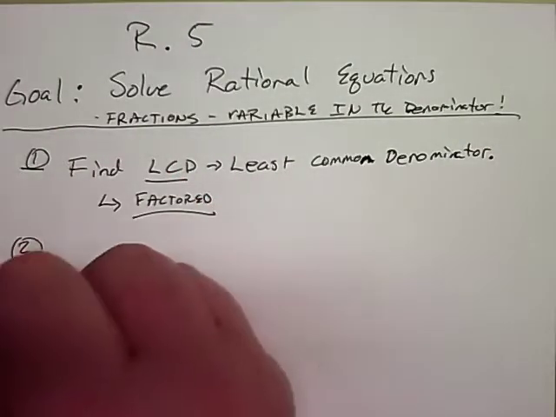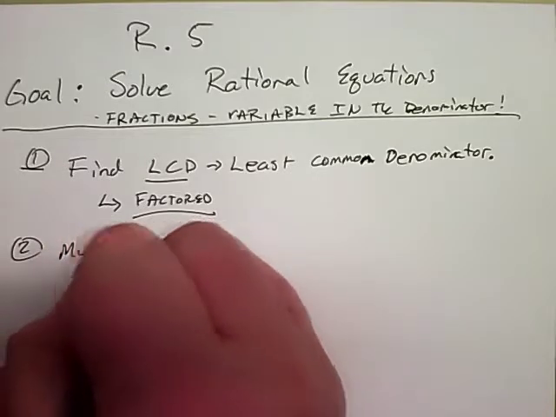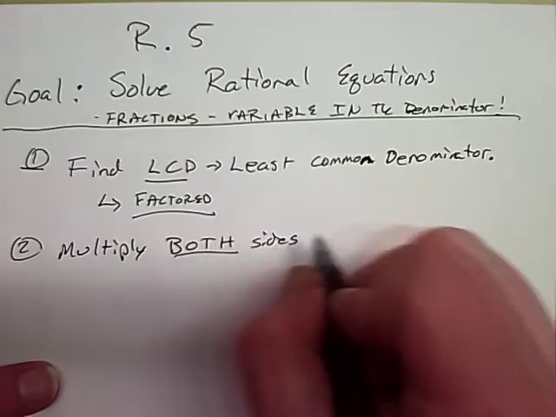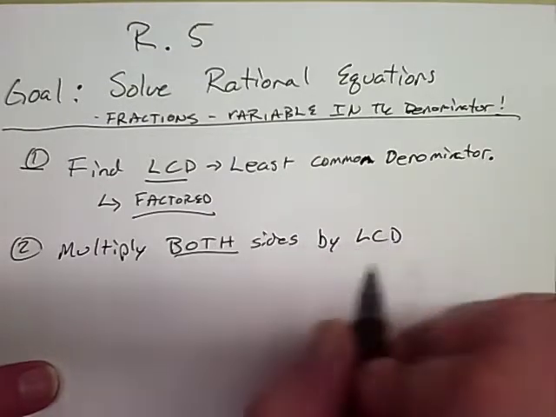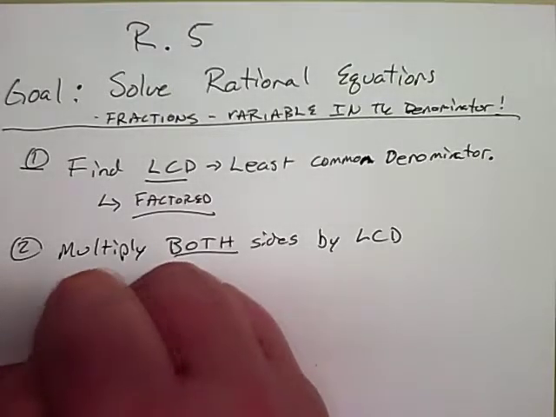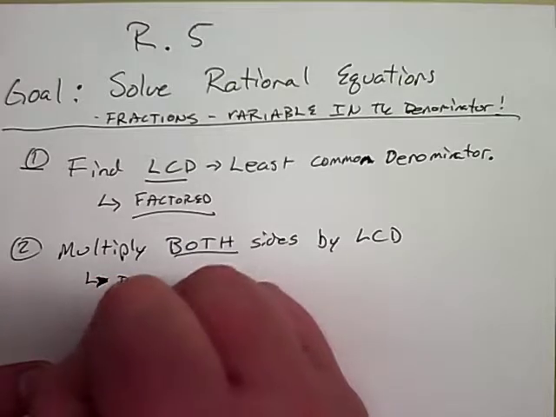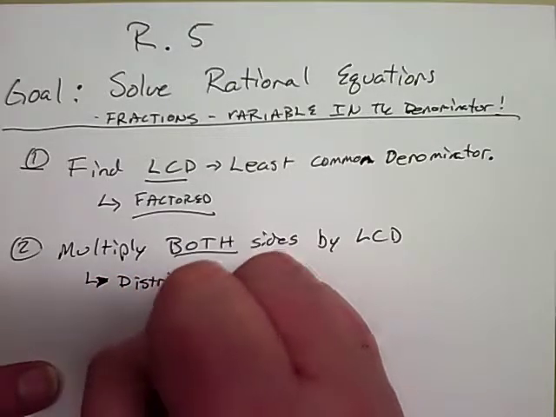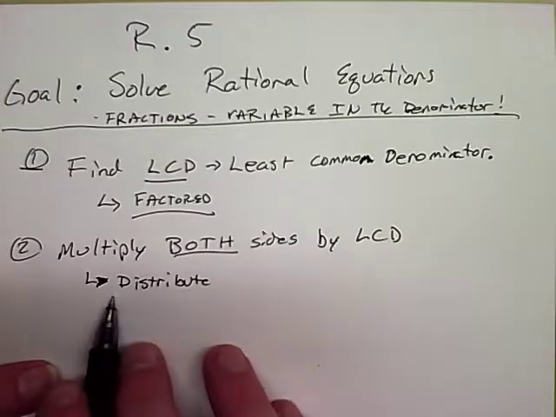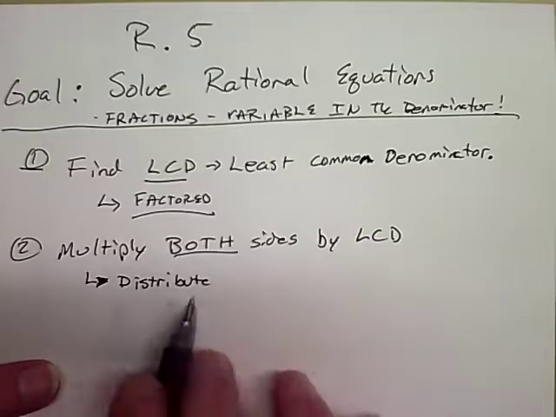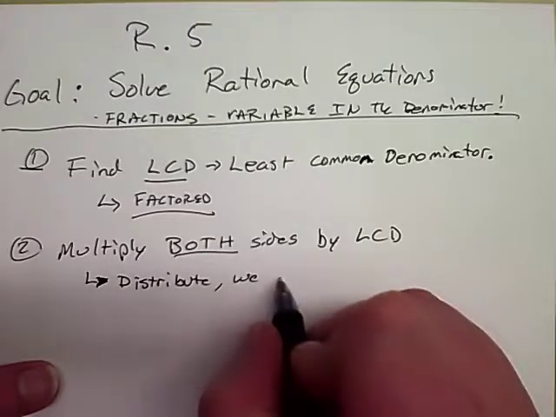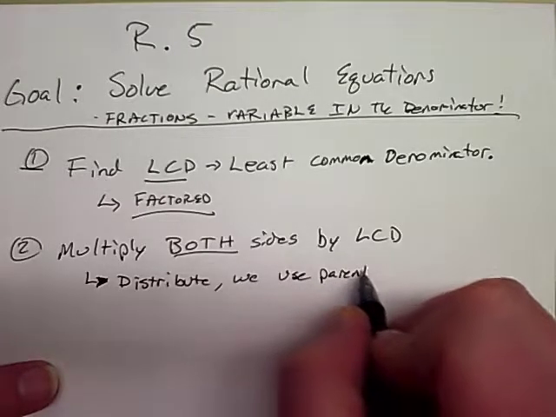Okay. The second thing we want to do, so that's number one. Number two, we're going to multiply both sides by the LCD. And in general, this is most likely we're going to have to distribute. So I'm going to write the word distribute. In general, it's going to be on one side, sometimes two, but I don't think any of our problems are going to have that. So remember, you're going to have to distribute to one side, and I'll show you what that looks like. So we're going to make sure that we use parentheses.